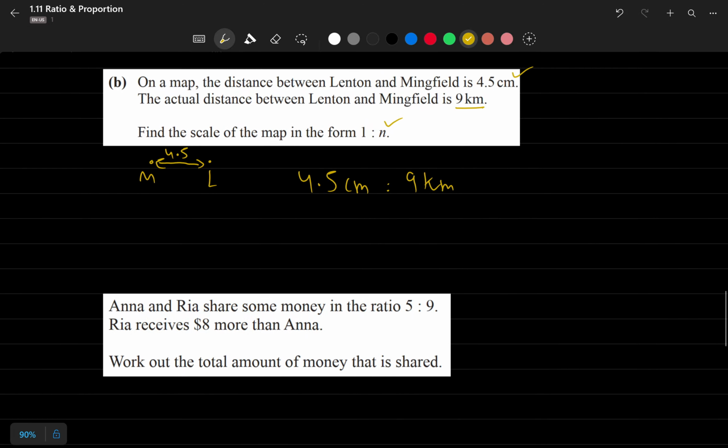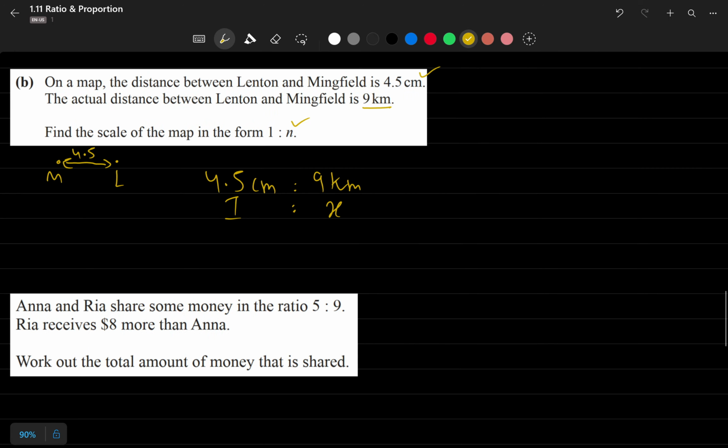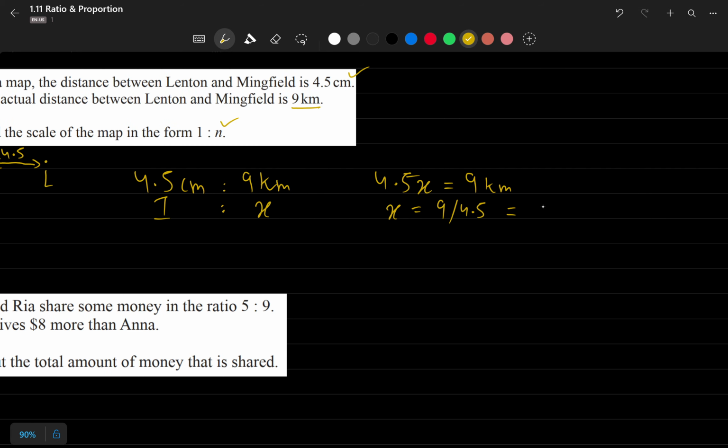How to solve this? Firstly, we have 4.5 centimeters ratio with 9 kilometers. Now we know that for 1 centimeter we have to calculate x kilometers. We just cross multiply: 4.5 times x equals 9 times 1, which is equal to 9 kilometers. x is equal to 9 divided by 4.5, which gives you an answer of 2 kilometers.